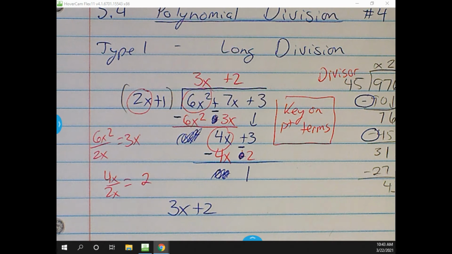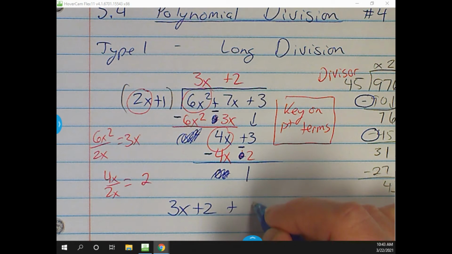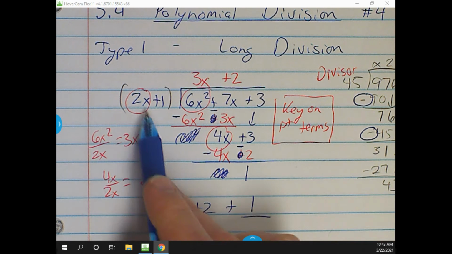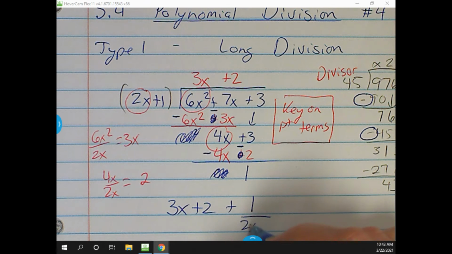And the way they're going to show the remainder in most cases is they're going to put the remainder here, and then whatever you divided by, you put that underneath to let you know what you're looking at.